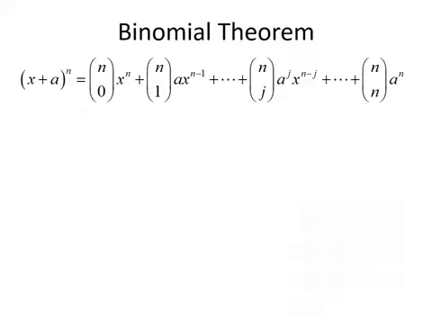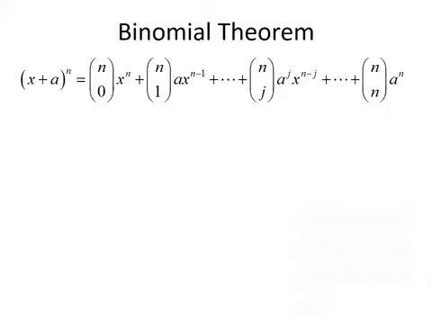So now that we've talked about n choose j, we can talk about the binomial theorem. The binomial theorem says x plus a raised to the nth power will be n choose 0 times x to the n, plus n choose 1 times a times x to the n minus 1, plus n choose 2 times a squared times x to the n minus 2.